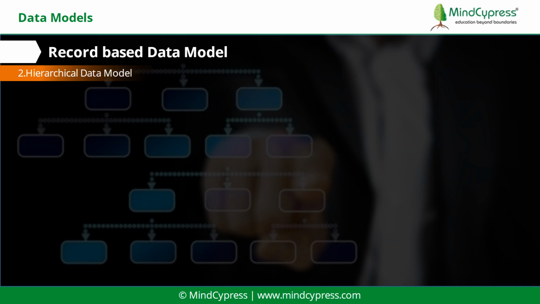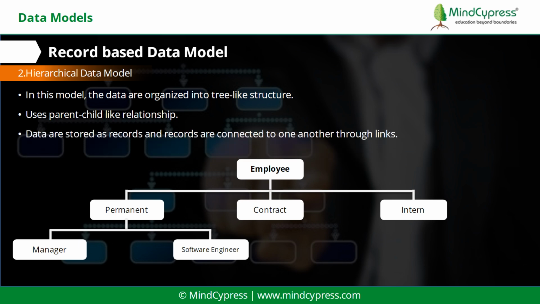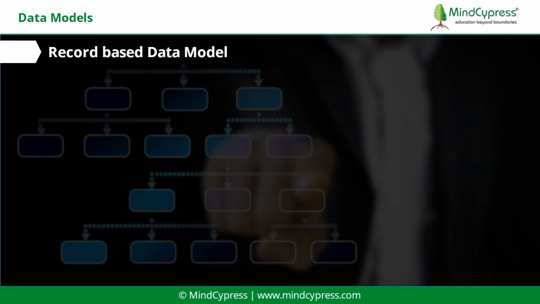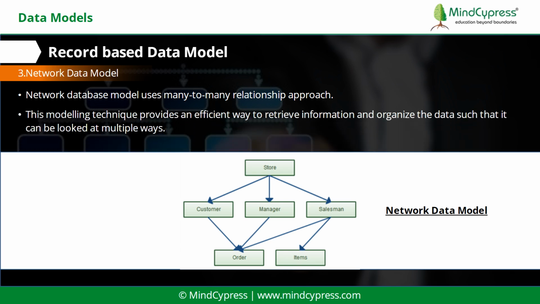Hierarchical data model. In this model, the data are organized into a tree-like structure. It uses a parent-child-like relationship. Data are stored as records and records are connected to one another through links. Network data model. The network database model uses a many-to-many relationship approach. This modeling technique provides an efficient way to retrieve information and organize the data such that it can be looked at in multiple ways.